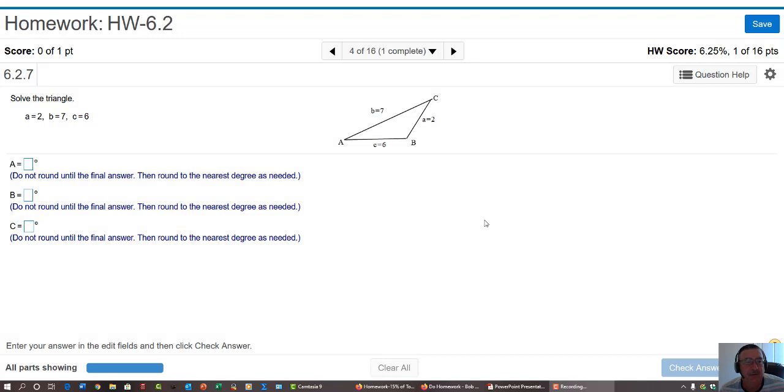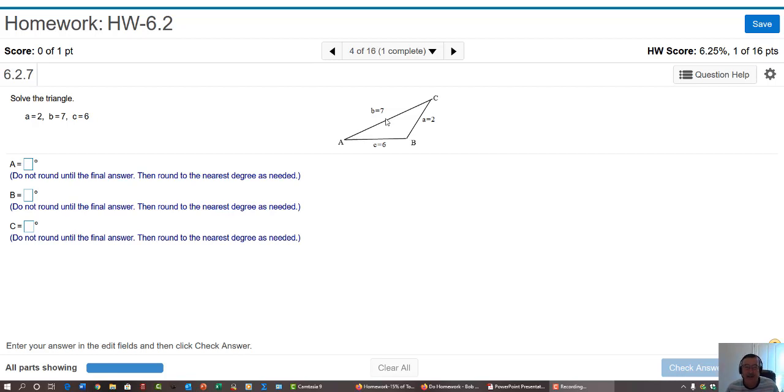All right, for example 2, let's look at the given triangle. Now this is a case of side, side, side they're giving. And whenever you're given three sides, always go after the largest angle first. Now in this case, I hope you see that's angle B because it's opposite the largest side.